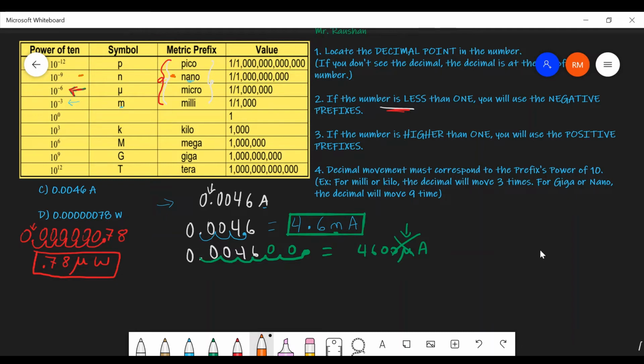Well, look at nano. The decimal has to be moved 9 times for nano. So let's work that out. What it looks like. So 0.000000078. All right. So what will that look like? Let's do it. So nano has to be 9 times. Decimal has to move 9 times. Remember that. So 1, 2, 3, 4, 5, 6, 7, 8, and then 9.